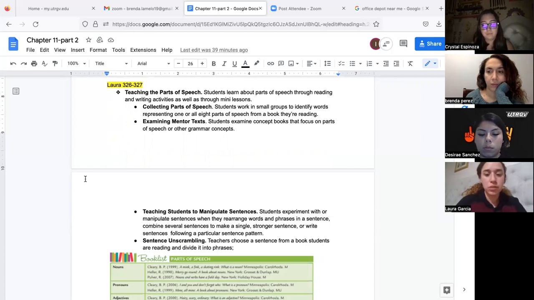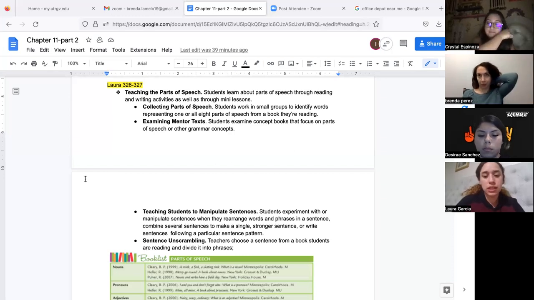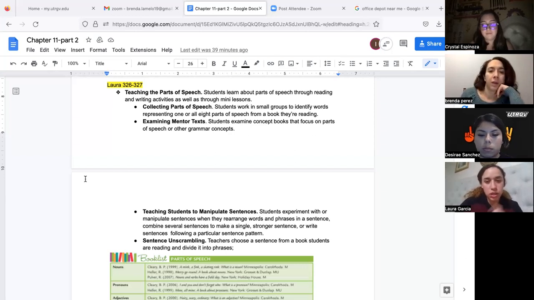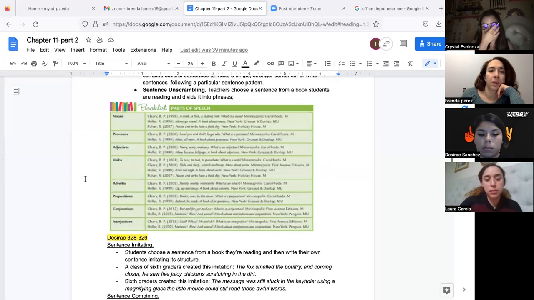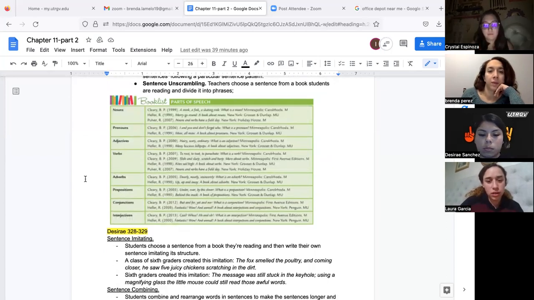Then they have examining mentor texts. Students examine concept books that focus on parts of speech or other grammar concepts. Teaching students to manipulate sentences. Students experiment with or manipulate sentences when they rearrange words and phrases in a sentence, combine several sentences to make a single or stronger sentence, or write sentences following a particular sentence pattern. Sentence unscrambling. The teacher chooses a sentence from a book students are reading and divides it into phrases. This is a picture I chose showing examples of reading a book list with each part of speech.